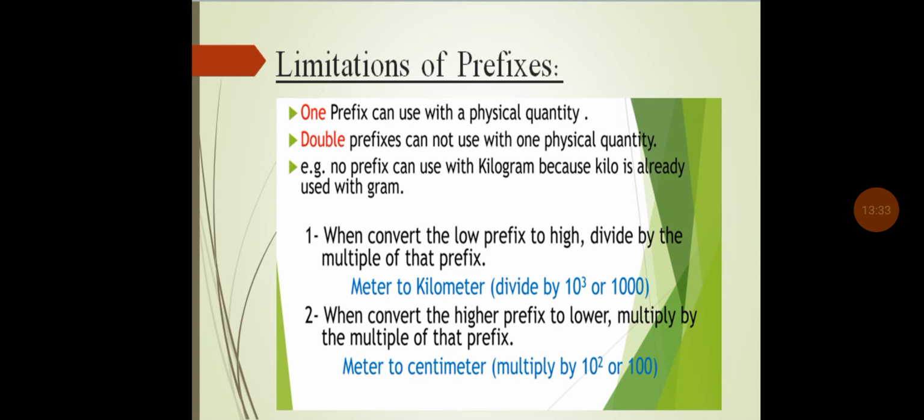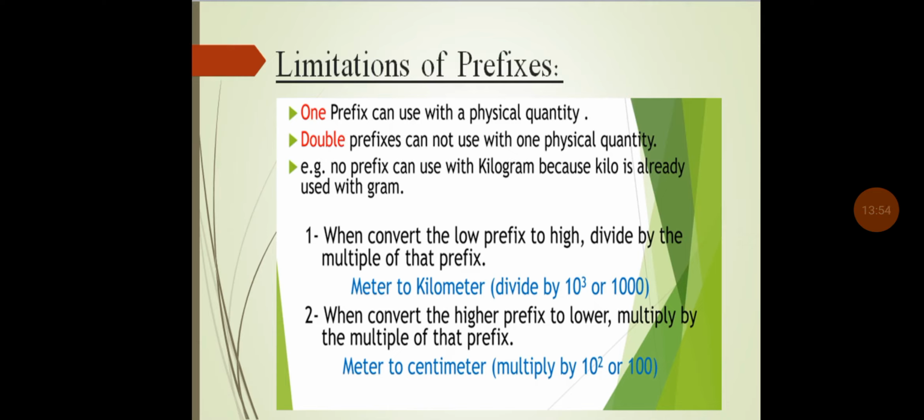Now what are the limitations of prefixes? Remember, only one prefix can be used with a physical quantity. Double prefixes cannot be used with one physical quantity. For example, no prefix can be used with kilogram because kilo is already used with gram.